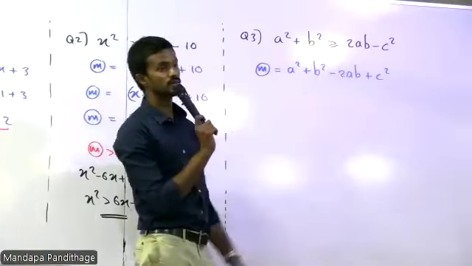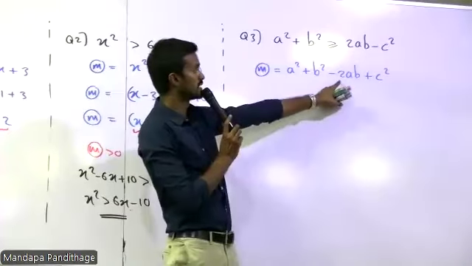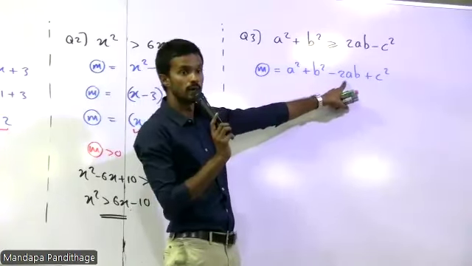A squared, what can you say about a squared? Forget about that equal thing. What can you say about a squared? It's positive. What can you say about b squared? Positive. What can you say about c squared? It's even positive. So what is the term that is restricting you to say that this is positive? It's this minus 2ab.